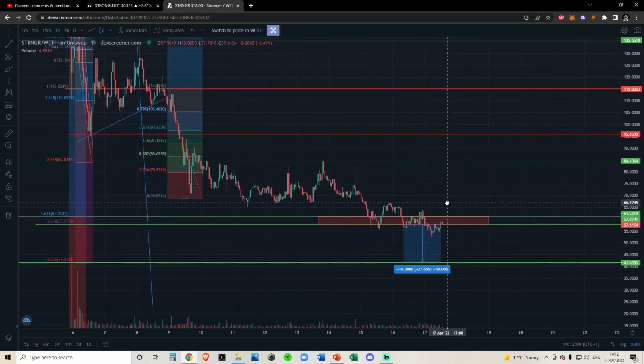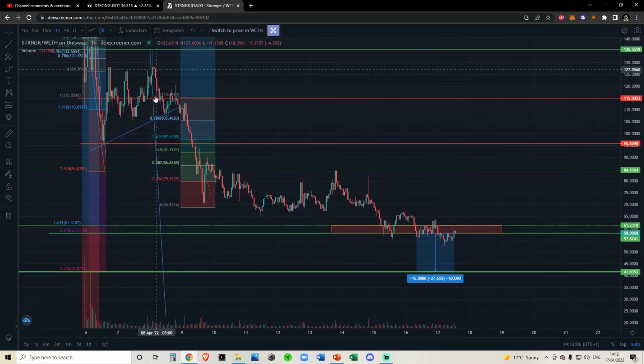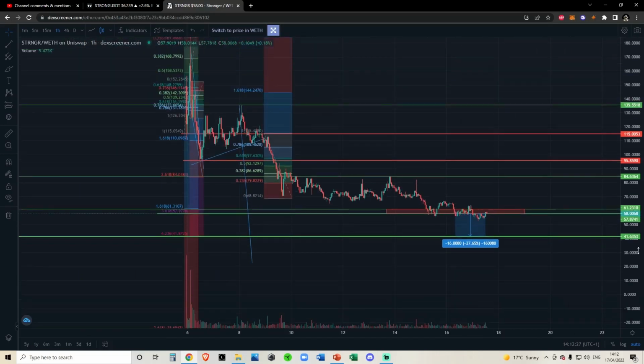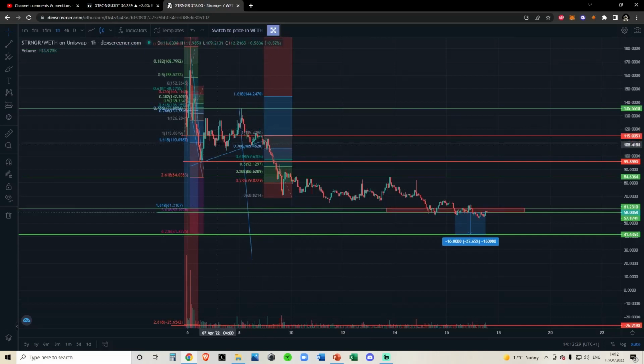But I think we haven't done this before, where we've accumulated, broke down, accumulated, and then broken up above the previous invalidation point. So that's really what I'd be looking for. I think this region here, $84 to $85, I'd honestly prefer to enter Stronger on a breakout of $85 than to just DCA right now at 57, because once again, the chart is telling me accumulation came to the top, broke down, accumulation came to the top, broke down.